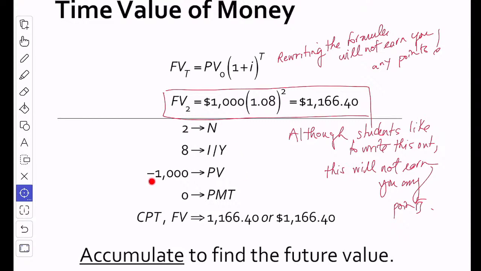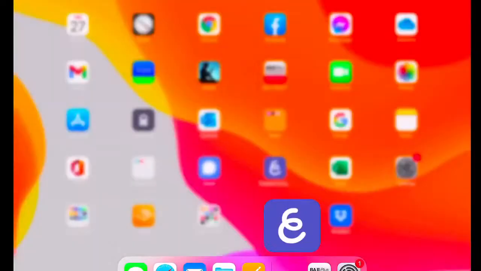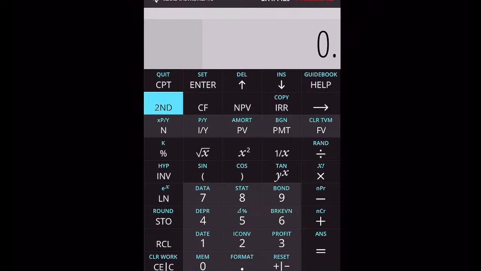It's an out-of-pocket cash flow that is invested to make $1,166.40 at the end of 2 periods. So let's enter that into the calculator together. We begin with 2 for N, and you hit the keys from left to right, N first, then 8. You enter your interest rates as whole numbers, as rates, not as decimals.